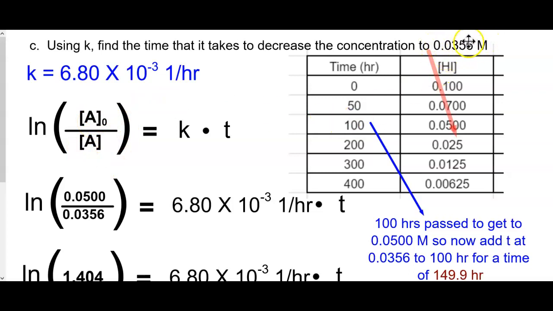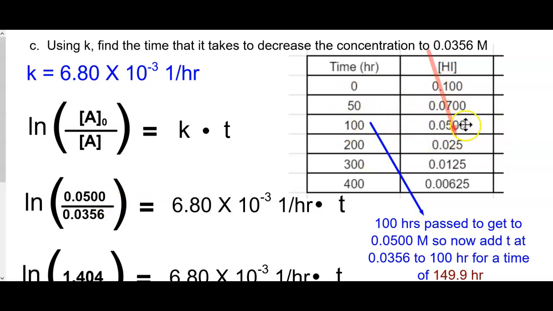So I've got to figure out where this fits in my concentrations, assuming that they're following a pattern as they are here. You see that it's decreasing. So 0.0356 will fit right here, between 0.05 and 0.025. Now I have 3 initial concentrations I can use, corresponding to 3 different times.